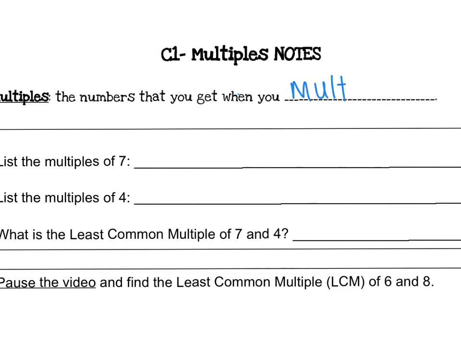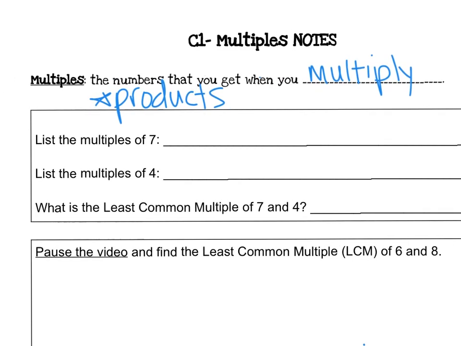Okay, we have been talking about factors. Those are the numbers that you're actually multiplying. Now, multiples are what you get after you multiply. These could also be called products. Multiples and products would be the same thing, okay?